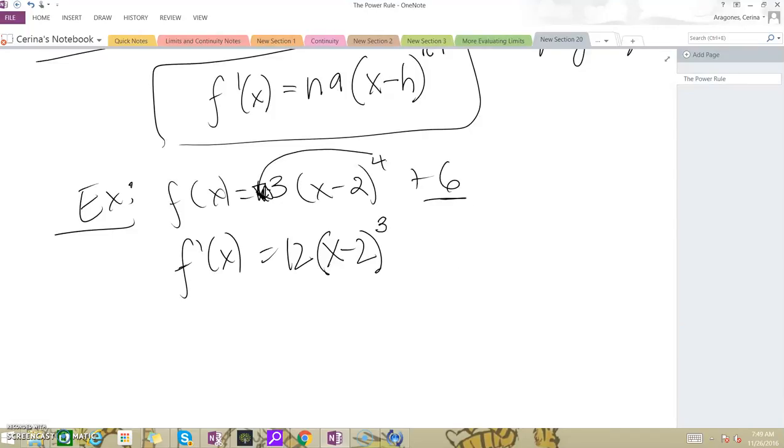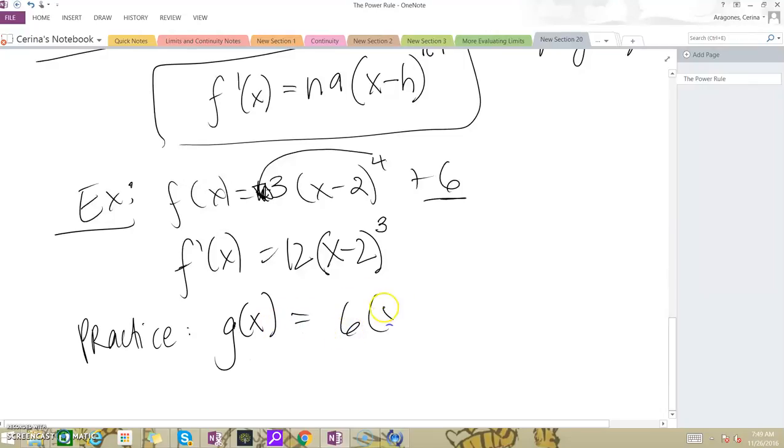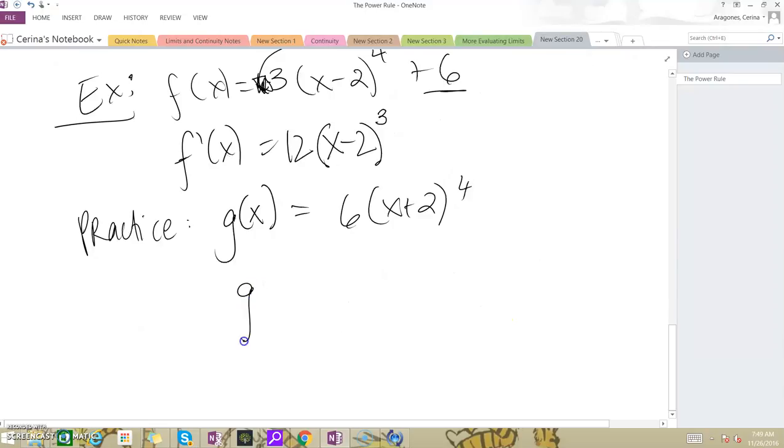So you can practice this on your own. Maybe stop the video right here and practice. Find the derivative of g of x equals 6 times x plus 2 to the 4th. And g of x equals 7 times x minus 3 to the 5th plus 8, and go from there.